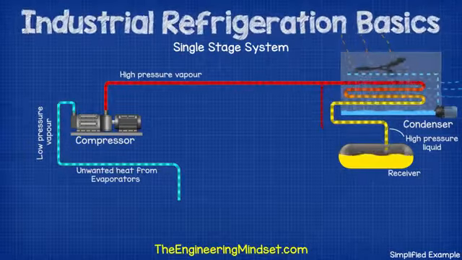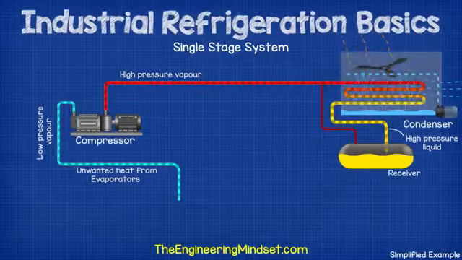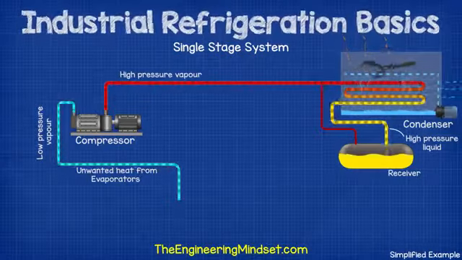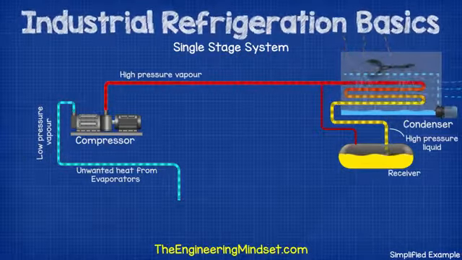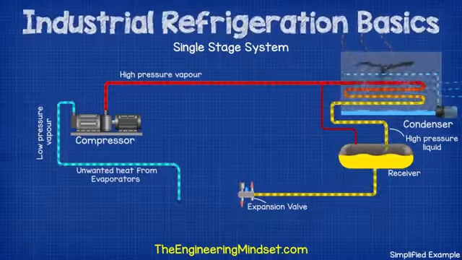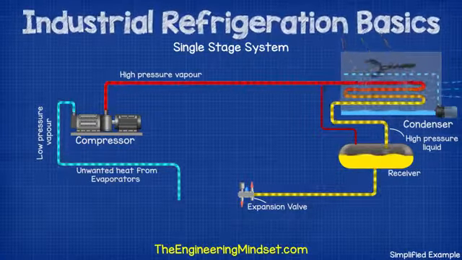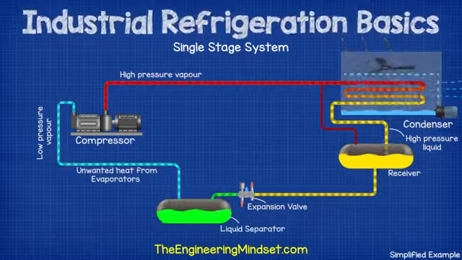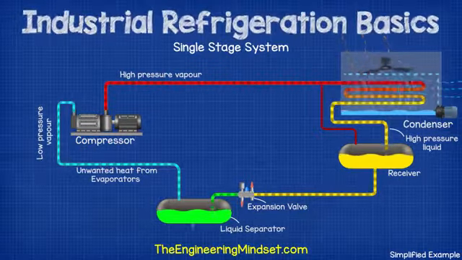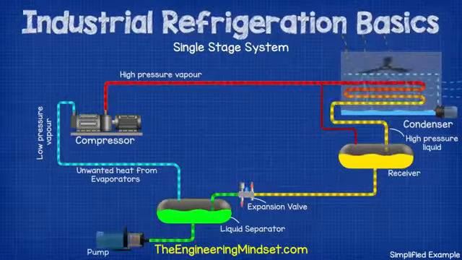We'll likely find a line running between the receiver and the condenser inlet. This is just to provide pressure equalization and allows the liquid refrigerant to flow out of the condenser and into the receiver more easily. The refrigerant then flows to the expansion valve, which regulates the pressure and addition of liquid refrigerant into the evaporator circuit. From the expansion valve, the refrigerant flows into the liquid separator. The liquid flows to the bottom and is typically then sucked in by some refrigerant pumps.